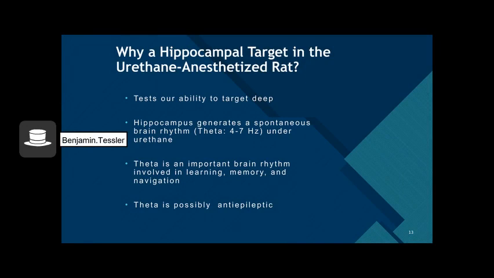So why is the hippocampus our target in the urethane anesthetized rat? First, it tests our ability to target deep. Second, under urethane in the rat, the hippocampus generates spontaneous brain rhythms, theta, which is when populations of hippocampal neurons are firing in unison. Third, theta is an important brain rhythm involved in learning and memory, and navigation. And fourth, theta is possibly anti-epileptic.